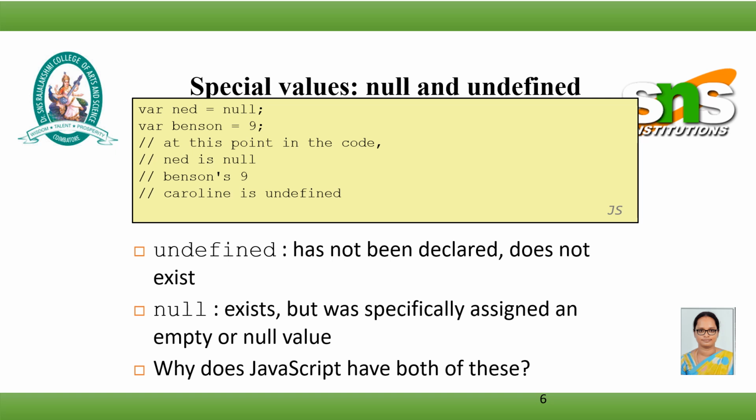Special values. If you want to define any special values, null or undefined values, we can also use them. Undefined means it has not been declared, it does not exist. That means the value does not exist, so we can specify undefined. Null means it exists but was specifically assigned an empty or null value.